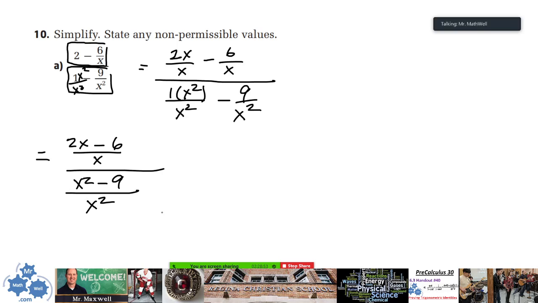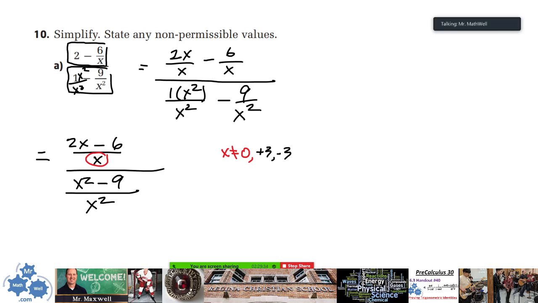All right. At this point, stating non-permissible values would come in handy pretty quick here. Obviously, this x can't be 0, so x cannot be equal to 0. And this term can't be 0, nor can this term. So this is an x equals 0. I already got that. For x squared minus 9, you might not know what those values are until you factor, but maybe some of you can see ahead, this is going to be x cannot be positive 3 or negative 3. So that's what that's going to be.